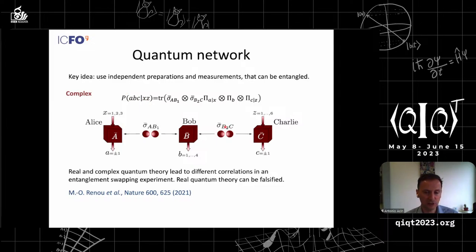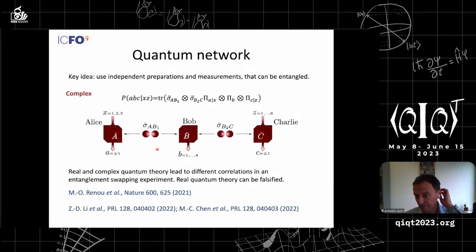And this opened the way to a falsification of real quantum theory. And we knew that our proposal was feasible. This is also one of the reasons why we got published in this very selective journal. In fact, a few months after our proposal was public, there were two independent experiments, one in the group of Pan, the other in the group of Fan in China with us, that falsified real quantum theory. So this has now been demonstrated in the labs.